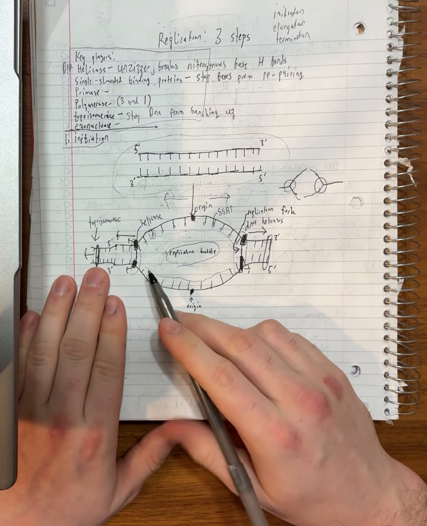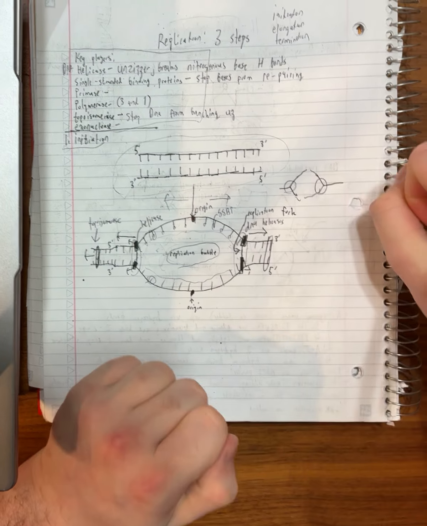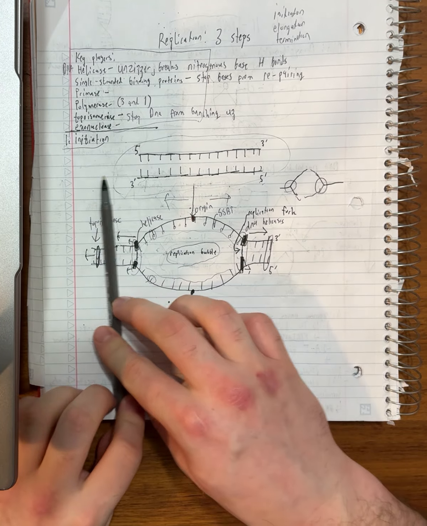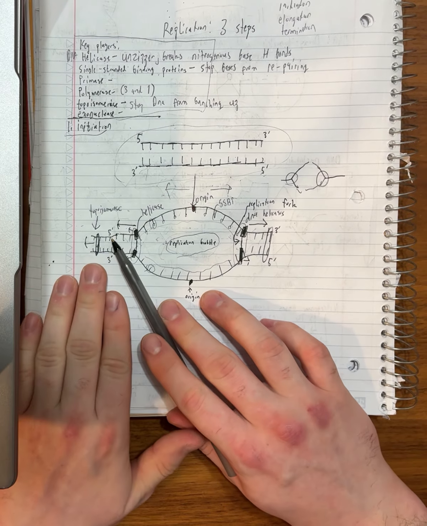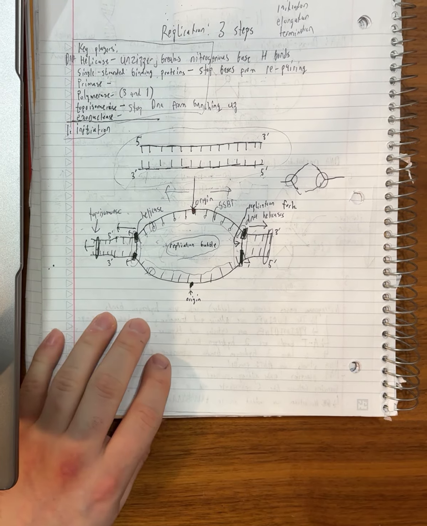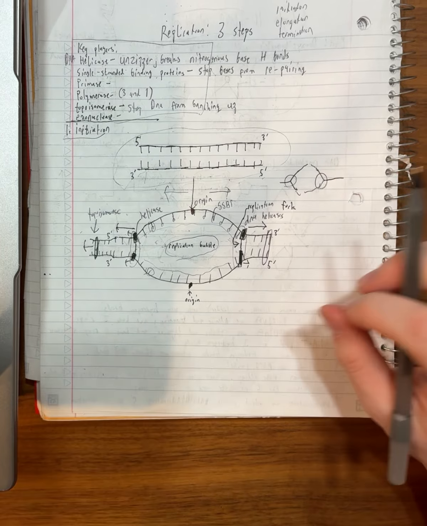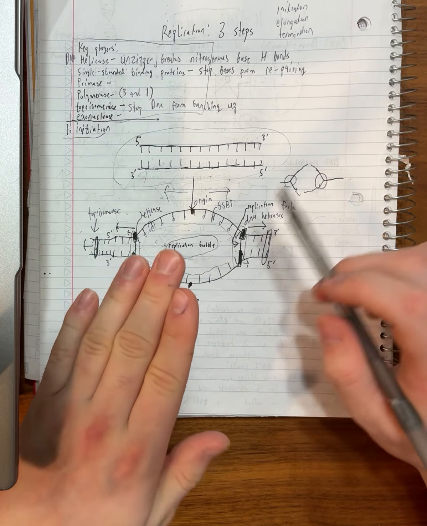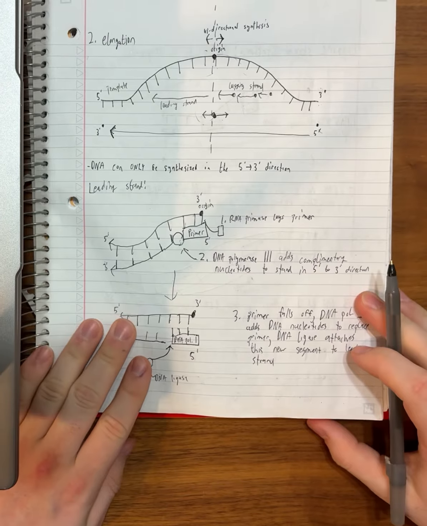So topoisomerase is sort of stopping the DNA from getting stuck during this unzipping process as this helicase moves and continues to unzip. Topoisomerase is acting as a reliever. And that's it for initiation. So initiation is really just the process of opening up the DNA, creating the replication bubble, and getting ready for the next phase, which is going to be elongation.